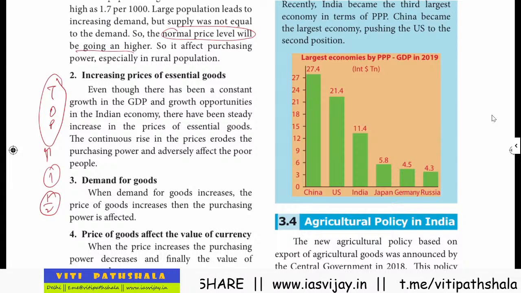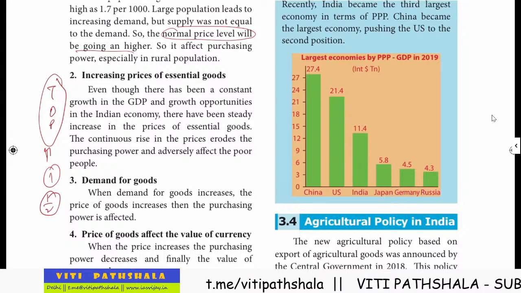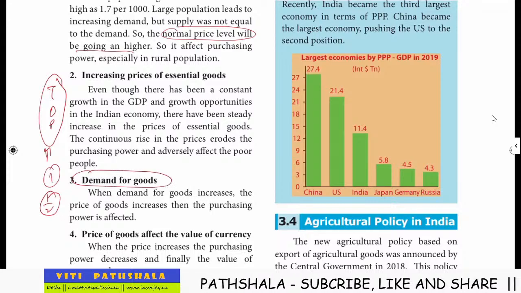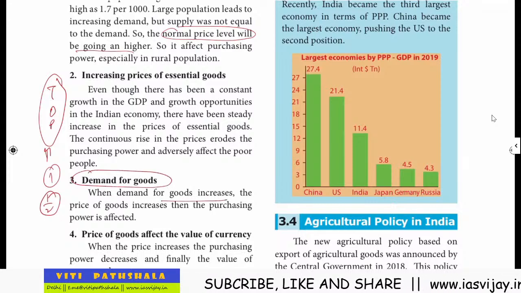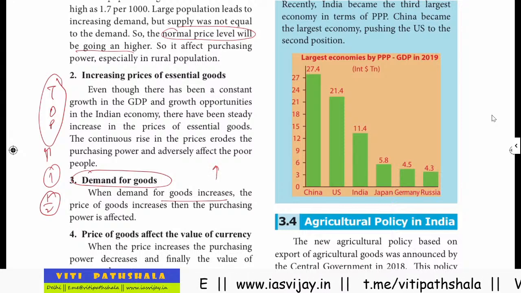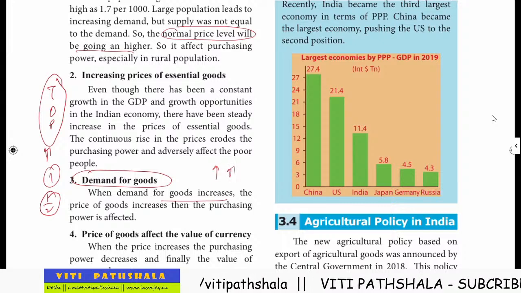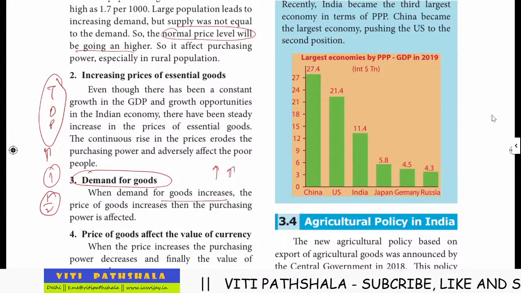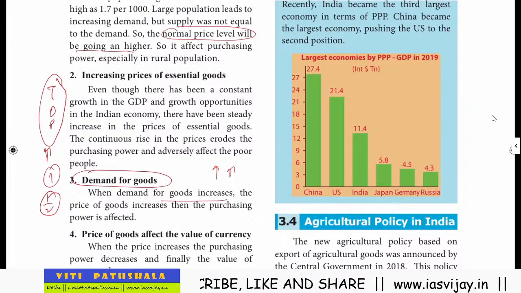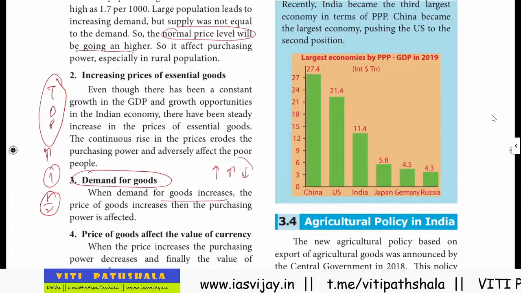And now you have to realize that the government spending is required more and more. The other thing that comes is the demand for goods. Now when the demand for a good increases, for example the demand for tomato, the price of the good will increase. So with the increase in demand, the price will increase, and ultimately the opposite effect would be on the purchasing power. The purchasing power would be affected.